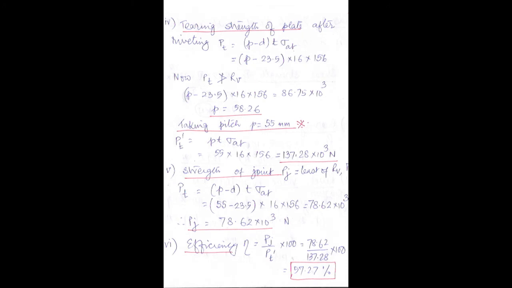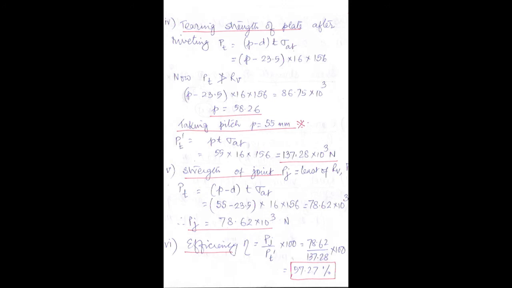Let us come to step number 4, tearing strength of the plate after riveting, that is PT is equal to P minus D into T into sigma AT. Now take a pause over here and see. In the last problem, the pitch value was given as 80 millimeter, but in this problem the pitch value is not mentioned. So we have to find the value of the pitch.